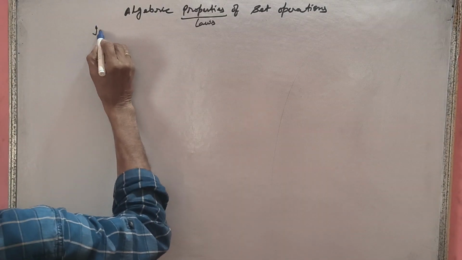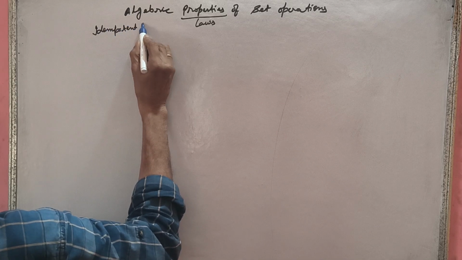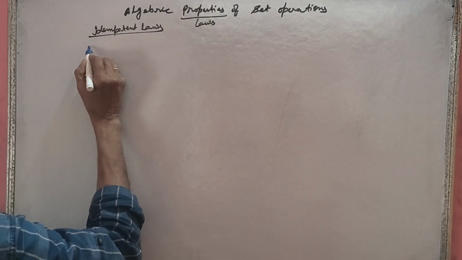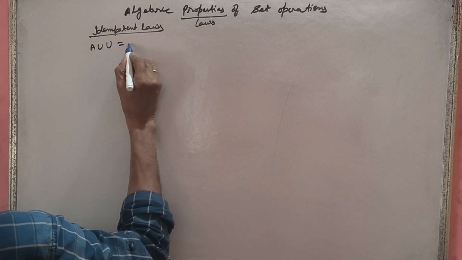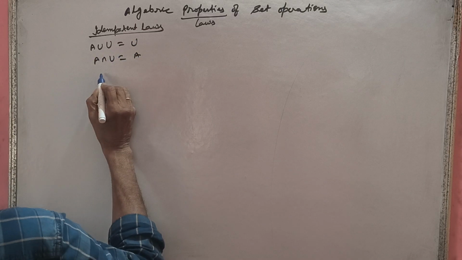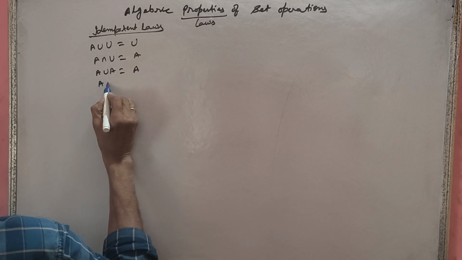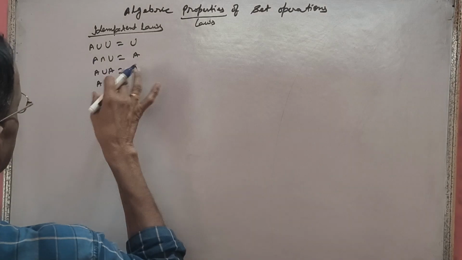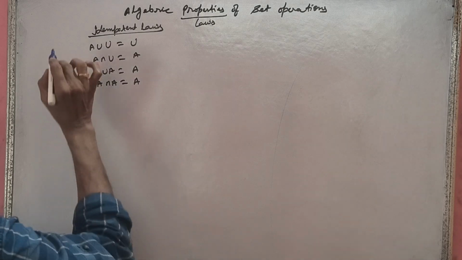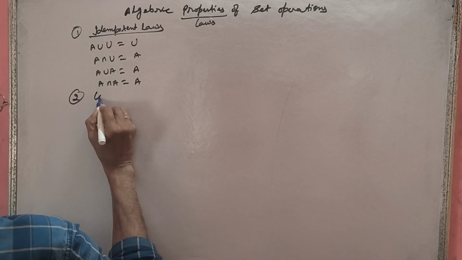The first one is called idempotent law. It is A union U equal to U, A intersection U equal to A, A union A equal to A, A intersection A equal to A. With a different example, we have already done the proof, but we will do a logical proof. This is number one. Number two is commutative property.